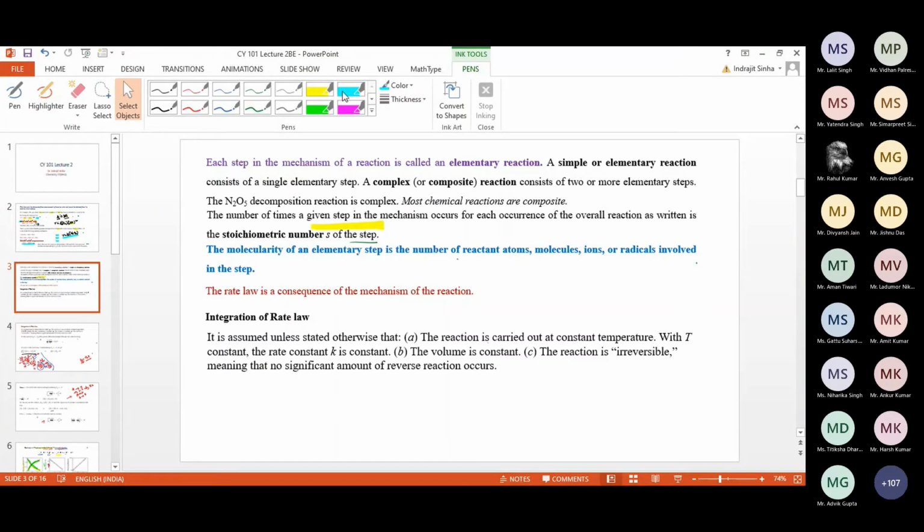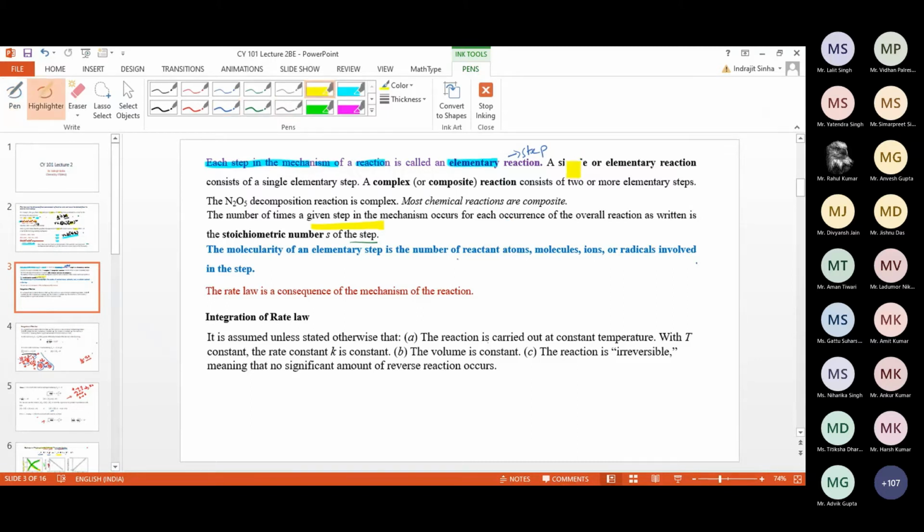Right. Now we come to the definitions based on this example, that each step in the mechanism of a reaction is called an elementary step. You don't call it an elementary reaction, actually you call it an elementary step. So I would prefer the term elementary step. All right.